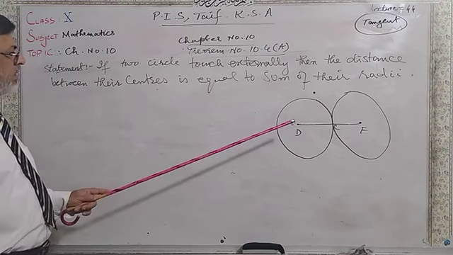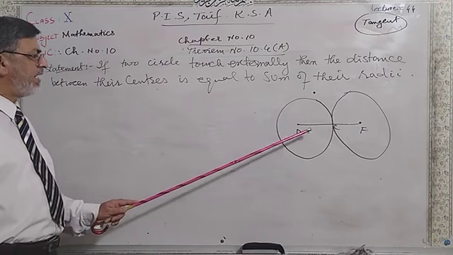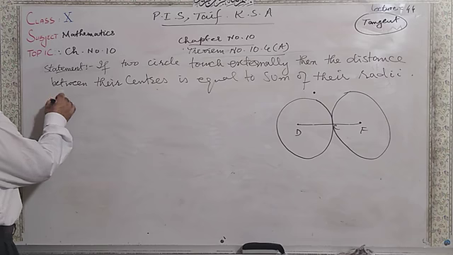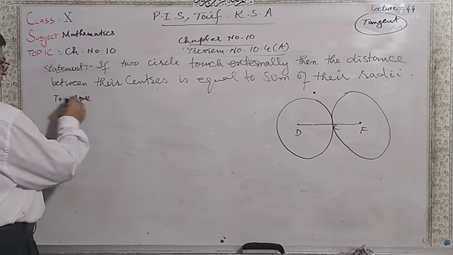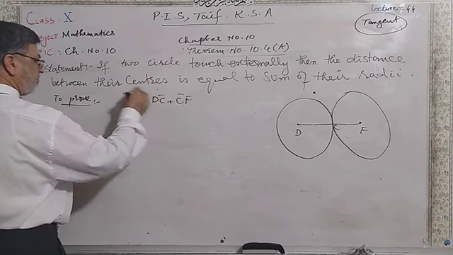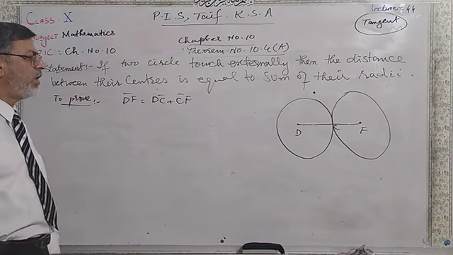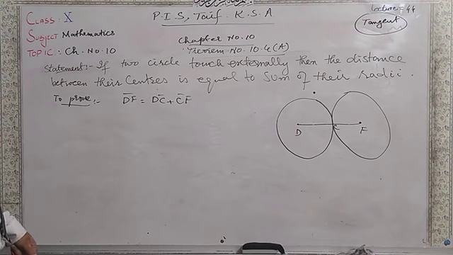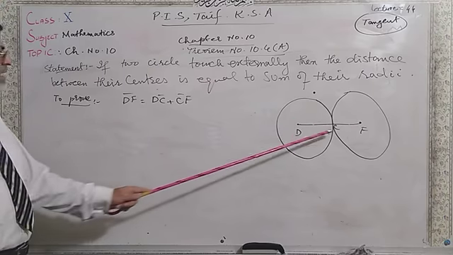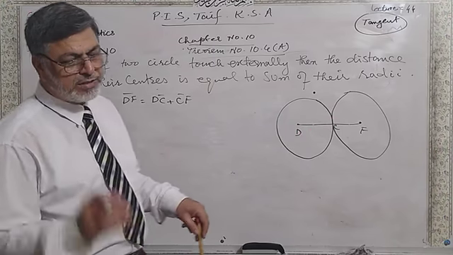To prove is, the distance between the centers, DF, is equal to the sum of the radii, meaning DC plus CF. So what is to prove? DF is equal to DC plus CF. Or you can say the points D, C, F are collinear. The same meaning: if DF is equal to DC plus CF, it means that D, C, F are collinear, lying on the same line.